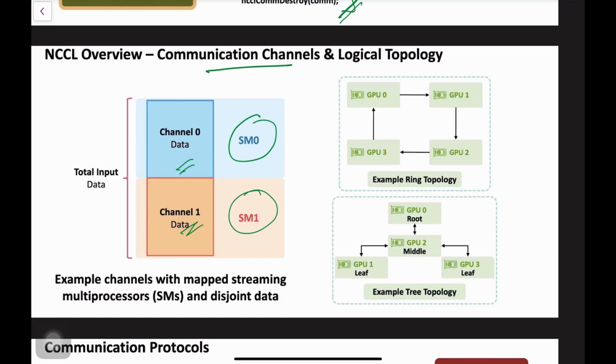Here we can see ring and tree topologies. Nickel automatically detects the GPU interconnect like NVLink or PCIe. It then builds the optimal logical topology. It may use a ring or tree or a combination of rings. The user does not have to manually configure this.